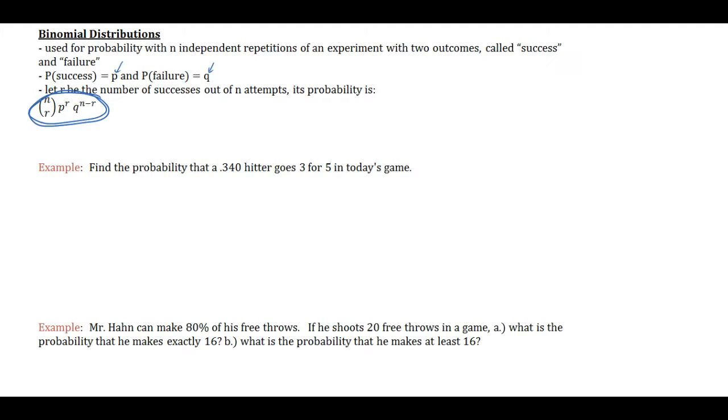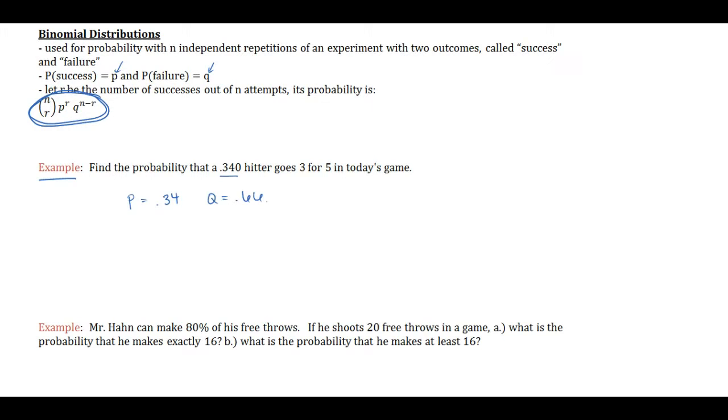So let's talk about a baseball problem, and hope maybe the Batter Up Sports Report can use this in their next one. Find the probability that a .340 hitter goes 3 for 5 in today's game. So what that means is if you're a .340 hitter, that means your probability of success, your p-value, is 0.34 because you're 34% of the time successful. Your Q value then is 0.66 because that's how often you're not successful.